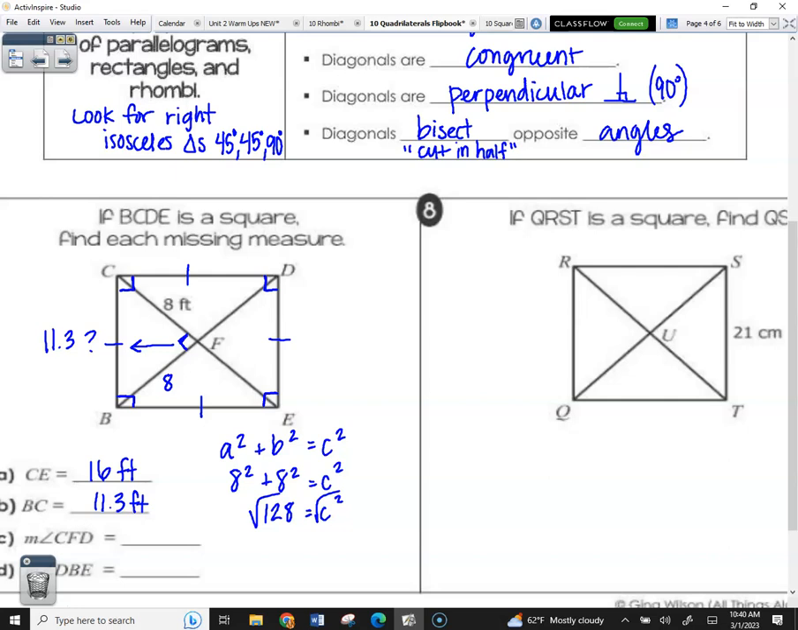So angle CFD. 90. Everybody should be able to answer this. Angle DBE. 45. There's not a lot of angle questions on squares because it's boring, it's the same possible two answers every time, which is why I like squares. I like squares because the angles are the same every time. So this was 90 and this is 45.